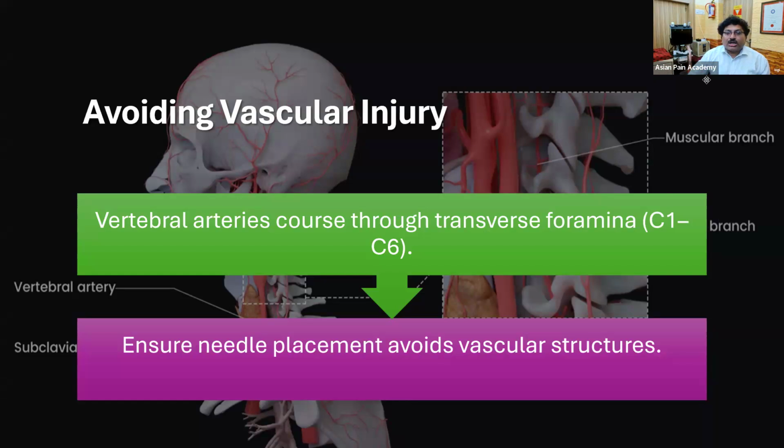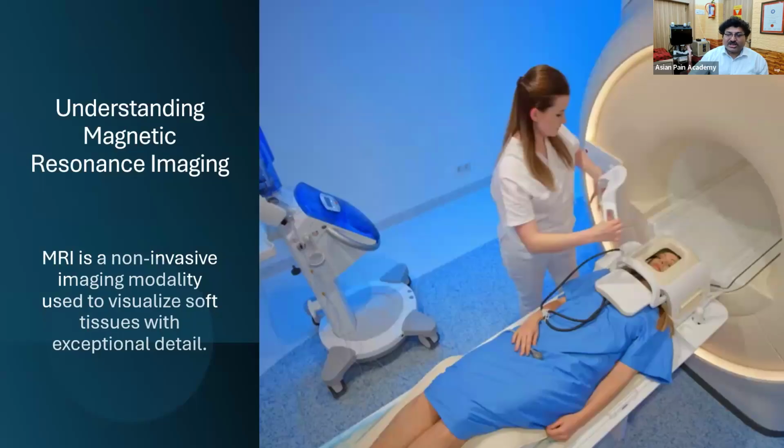Now coming to the avoidance of vascular injury, which is crucial and vital in the cervical spine. We should always remember that the vertebral artery courses through the transverse foramina of C1 to C6. Ensure the needle placement avoids this important vascular structure, and also the carotid, especially if you are doing any procedure from the anterior side.